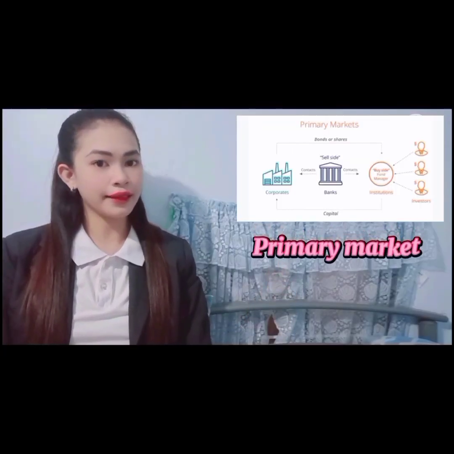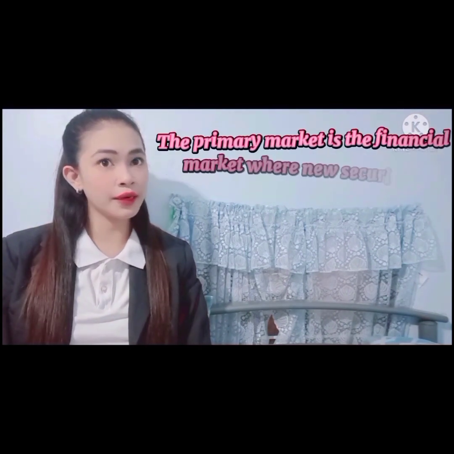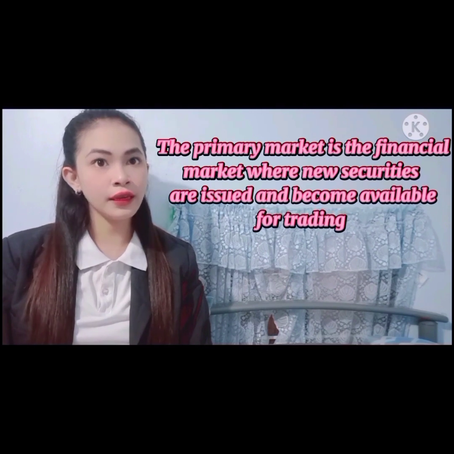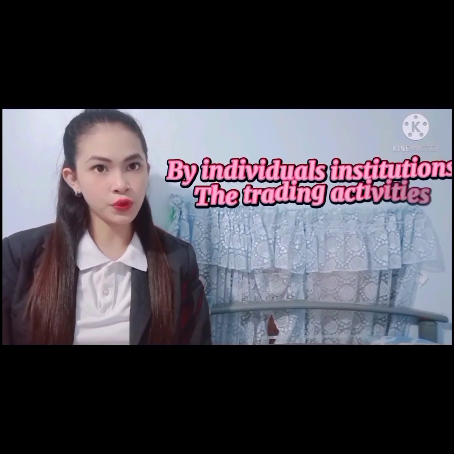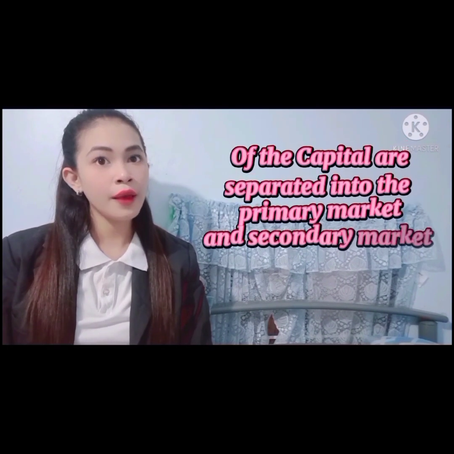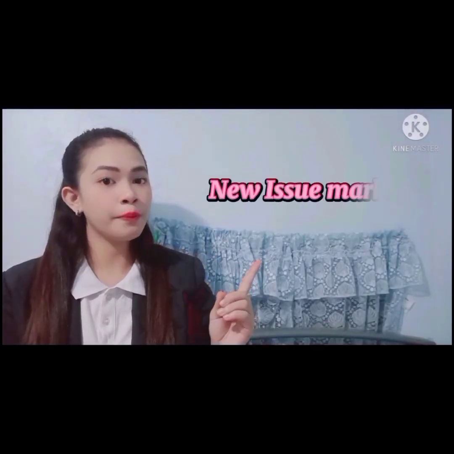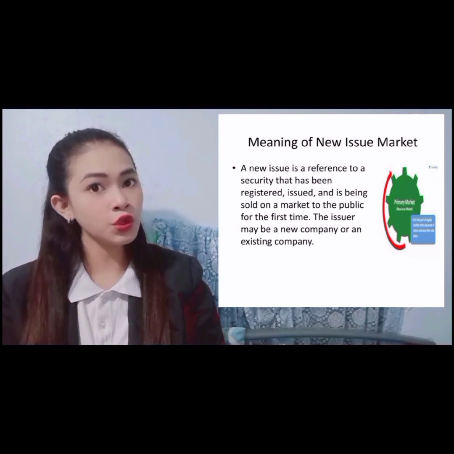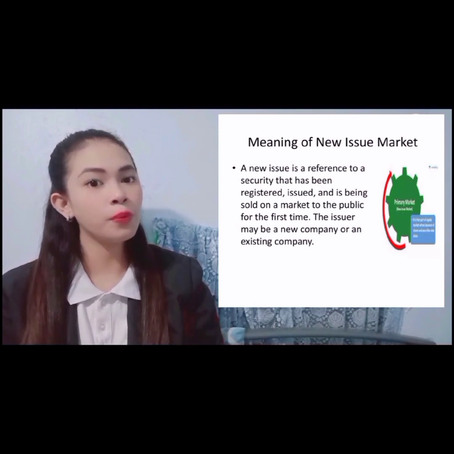What is the primary market? The primary market is the financial market where new securities are issued and become available for trading by individuals and institutions. The trading activities of the capital market are separated into primary market and secondary market. Meaning of new issue market. A new issue is a reference to a security that has been registered, issued, and is being sold on a market to the public for the first time. The issuer may be a new company or an existing company.